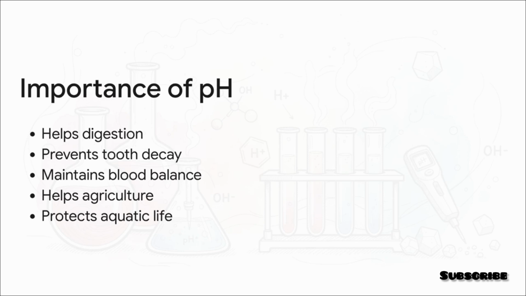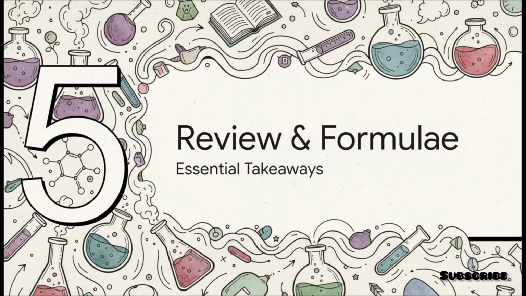You want to mention how it helps digestion, how a pH below 5.5 causes tooth decay, how it maintains blood balance in the body, how it helps farmers manage agricultural soil, and finally, how it protects sensitive aquatic life in our rivers and oceans. Hitting all 5 shows you totally grasp how crucial pH is for living organisms and the environment. Almost at the finish line.